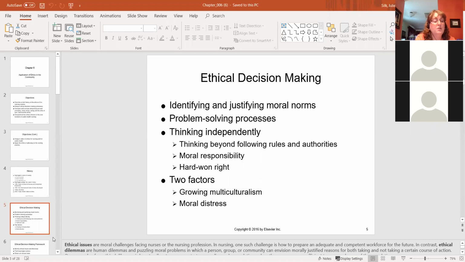In nursing, one such challenge is how to prepare an adequate and competent workforce for the future. In contrast with ethical issues are ethical dilemmas, which are puzzling moral problems in which a person, group, or community can envision morally justified reasons for both taking or not taking a certain course of action. One example of an ethical dilemma is how to allocate resources to two equally needy populations when the resources are sufficient to serve only one of the populations.